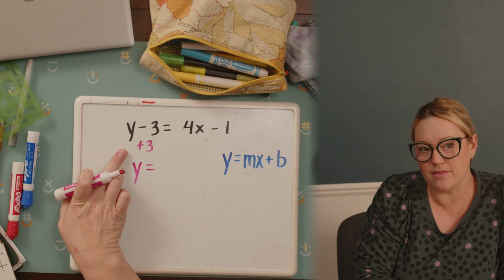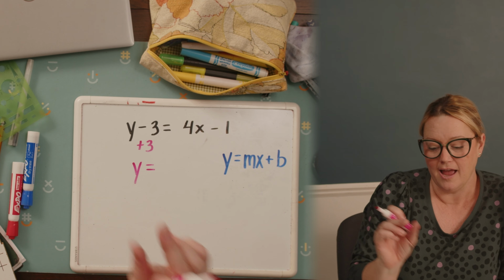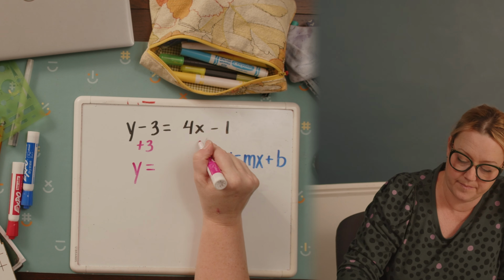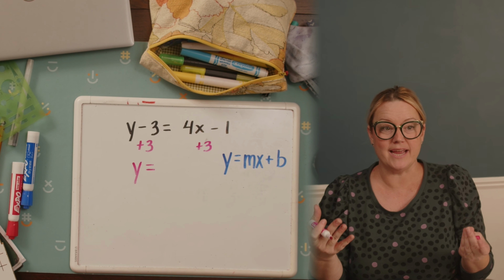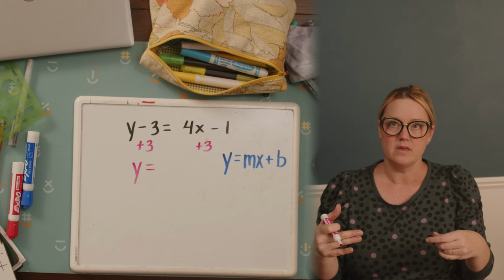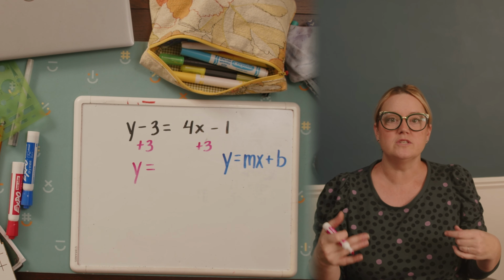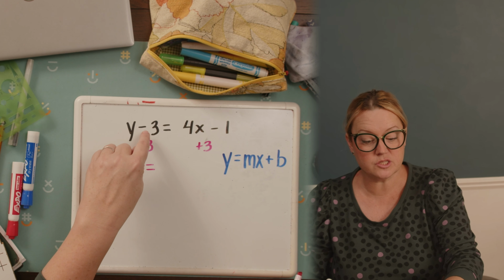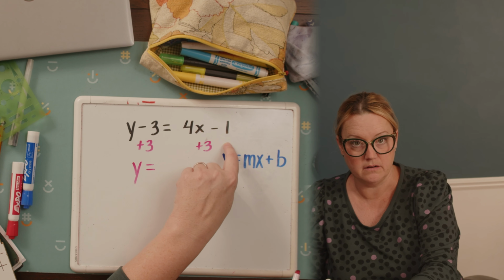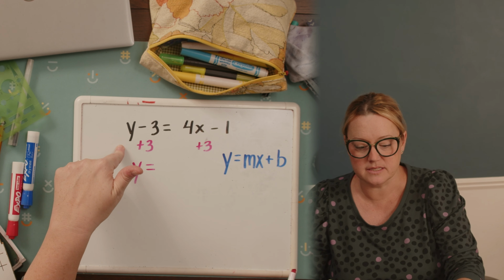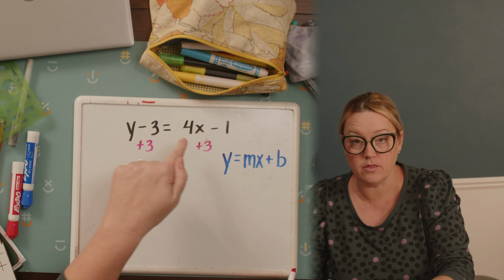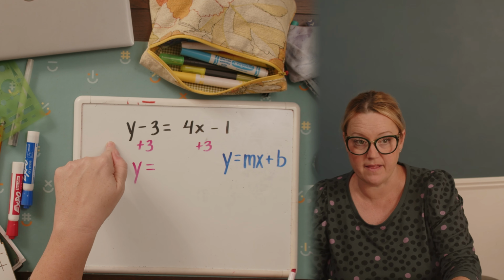I can't just add 3 to this side and then move on. I've got to add 3 on this side also. I want to keep it in balance, because otherwise it's not going to be equal to the same thing. Y minus 3 is 4x minus 1. So I can't just add 3, because then it wouldn't be the same thing. So I'm going to add 3 to both sides to keep it balanced.